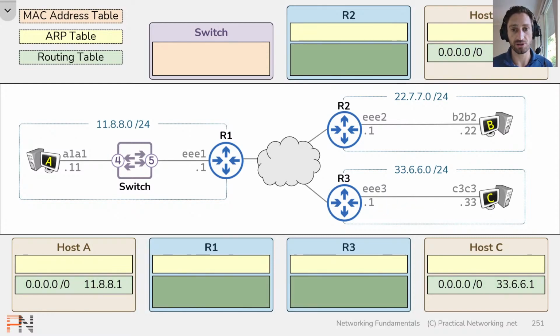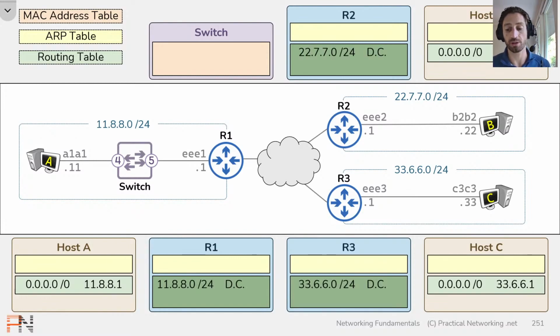Which now brings us to the actual routers. Each of these routers has 2 entries in their routing table. The easiest entry is what's called the directly connected entry. You'll notice that router 1 has a route table entry for the 11.8.8 network because it is directly connected to that network. Router 2 has a directly connected route for the 22.7.7 network, and router 3 has a directly connected route for the 33.6.6 network.